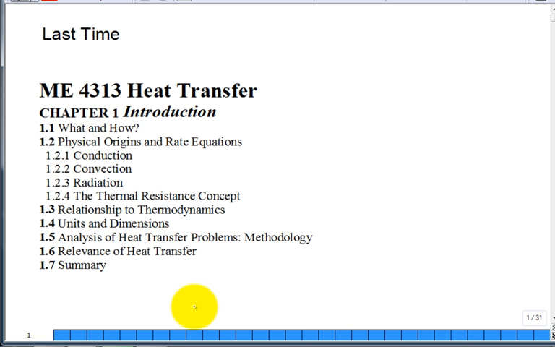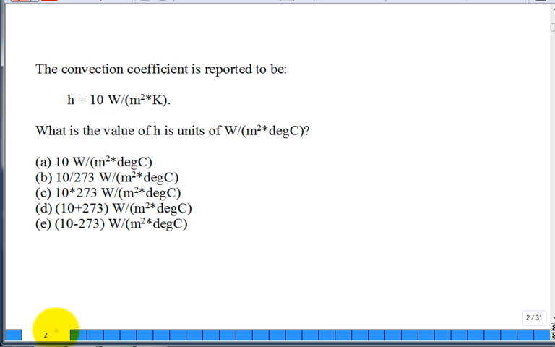Last time we finished chapter 1 and we emphasized talking about the physical origin of conduction, physical origin of convection, physical origin of thermal radiation, and the appropriate rate equations. All right. I promised some questions. Here's the first clicker question.